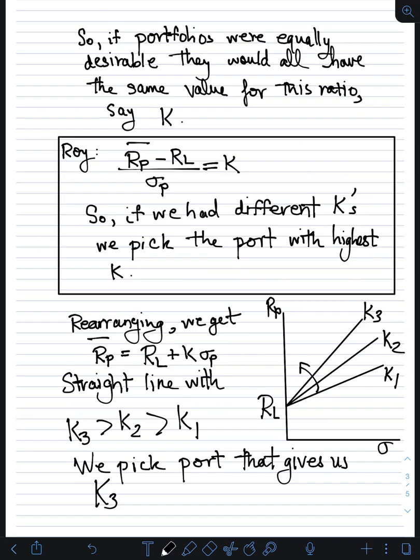I'll end the video here with Roy's criteria for portfolio choice, and then I'll create a new video for Kataoka's rule, Telser's rule, and so on.